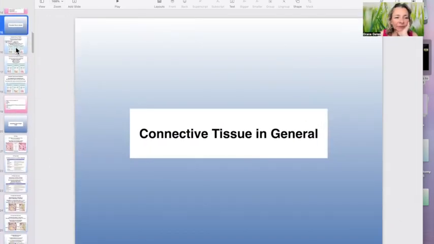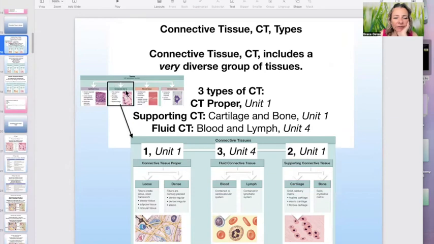So connective tissue. Here's this little part of the 4 primary tissue types, connective tissue. So connective tissue includes a very diverse group of tissues. There is connective tissue proper, which we're going to learn right now. Then there's supporting connective tissue, which includes cartilage and bone, which we're going to learn very soon. And then fluid connective tissue, blood and lymph, which we're going to learn in Unit 4, so in a while.